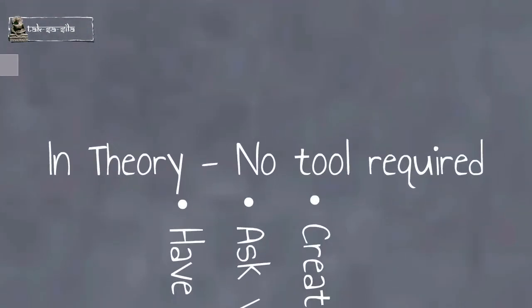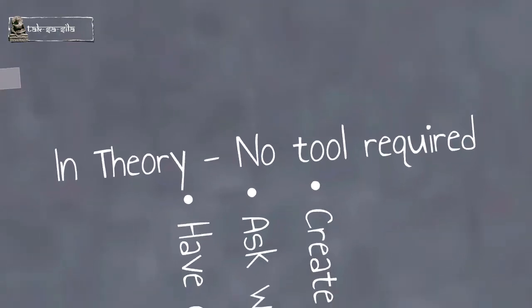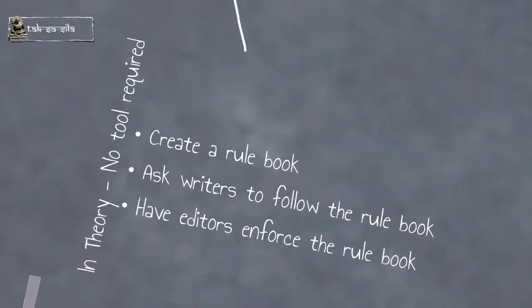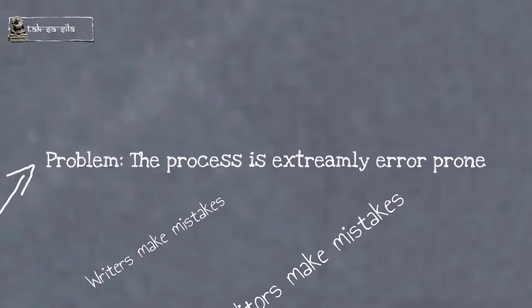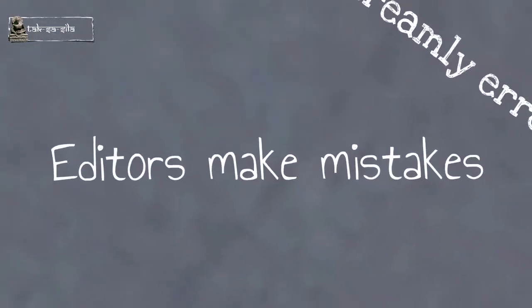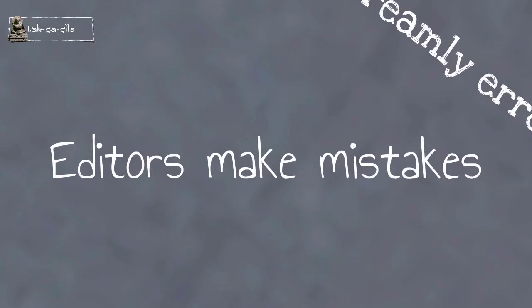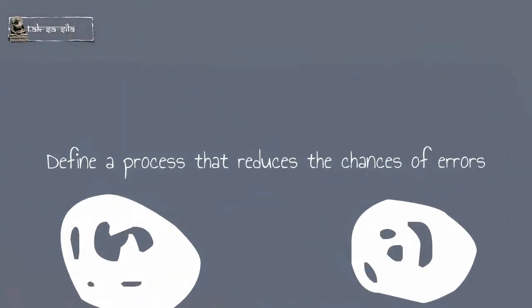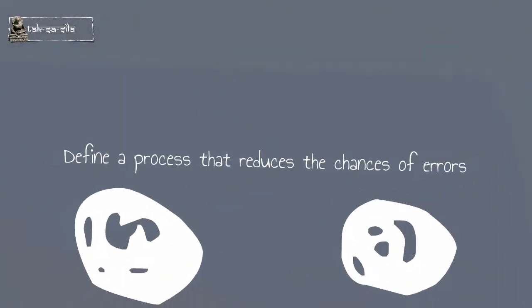In theory, you can set up a structured authoring process without using any tool. We did exactly that by creating a rulebook and asking the writers to follow the rulebook. We enforce the rules by having editors validate the content that the writers produced. However, our take on structured authoring is extremely error-prone. The writers can make a mistake. While reviewing the documents, even the editor can make a mistake. So, we must figure out a way to reduce the chances of errors during the publishing process.